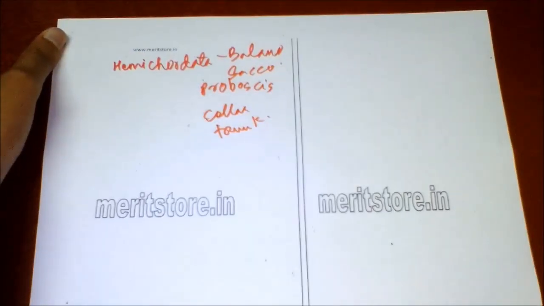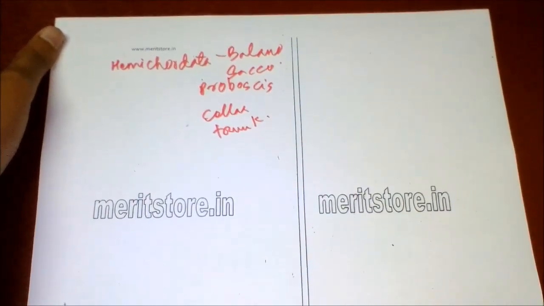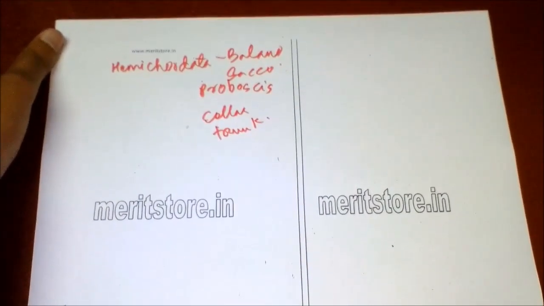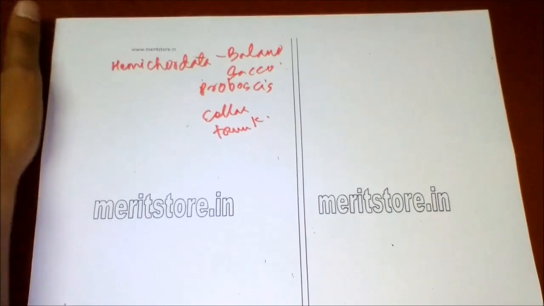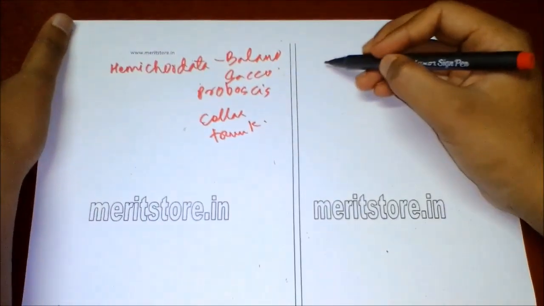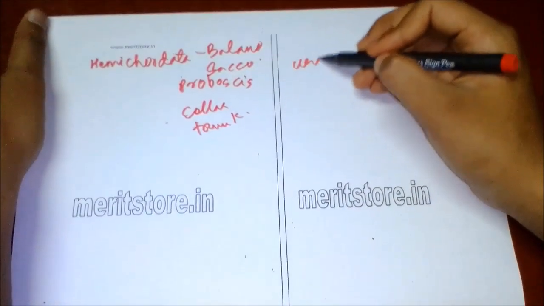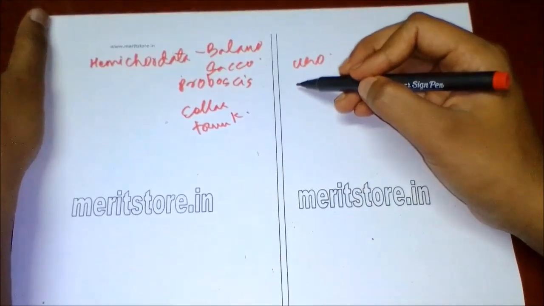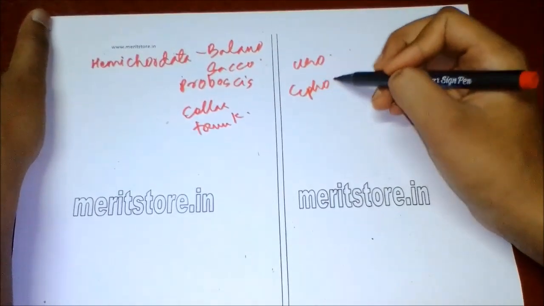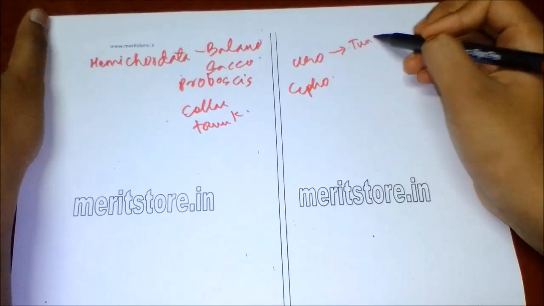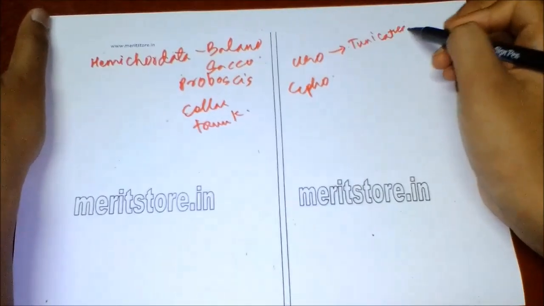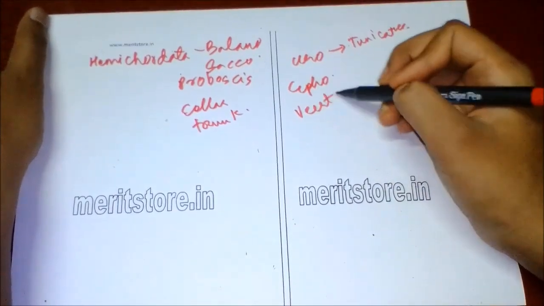Then comes the phylum Chordata. You have to remember some distinguishing characters between chordates and non-chordates. Chordata is divided into three classes: Urochordata, also known as tunicates, Cephalochordata, and Vertebrata.